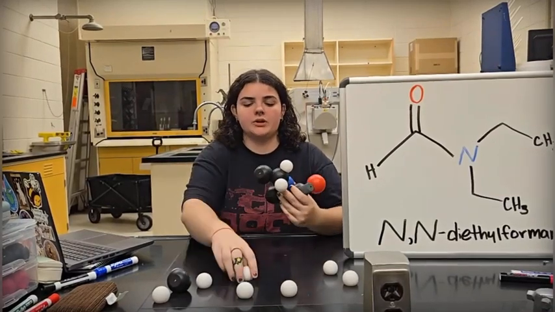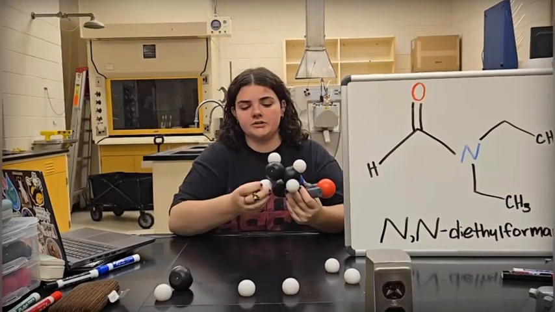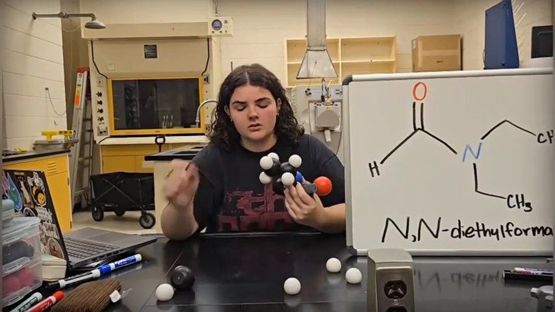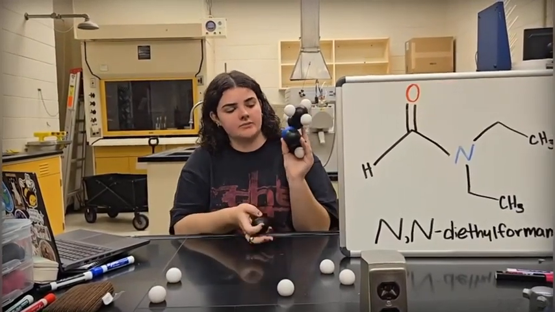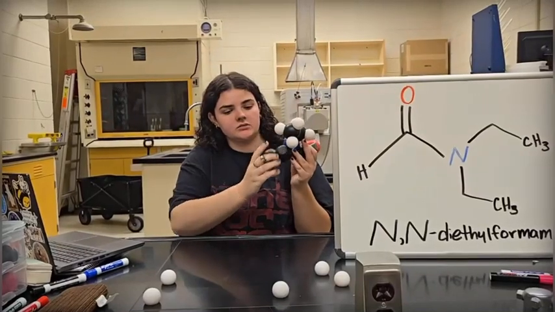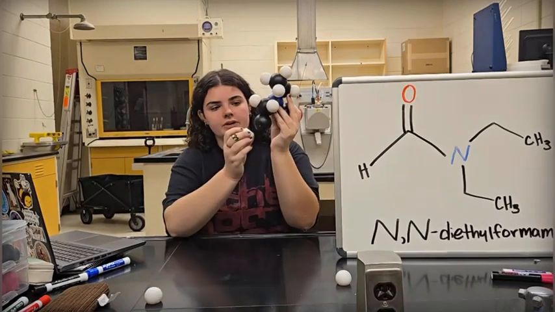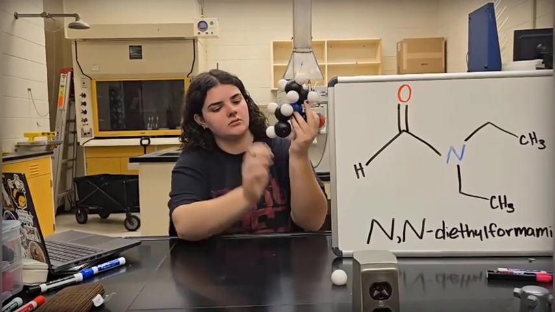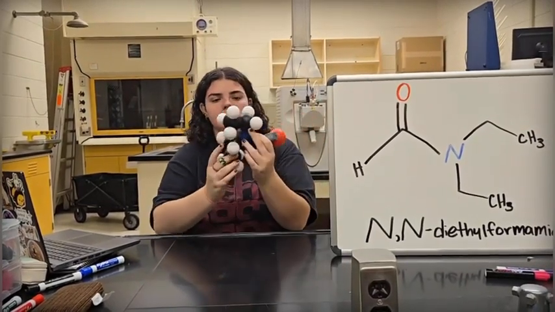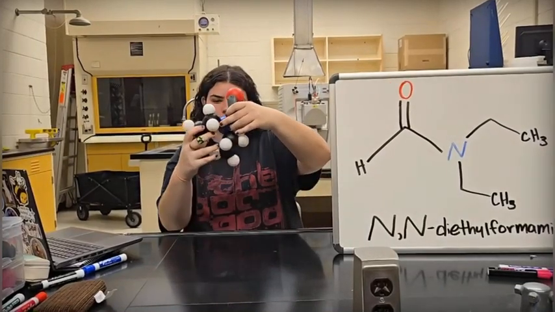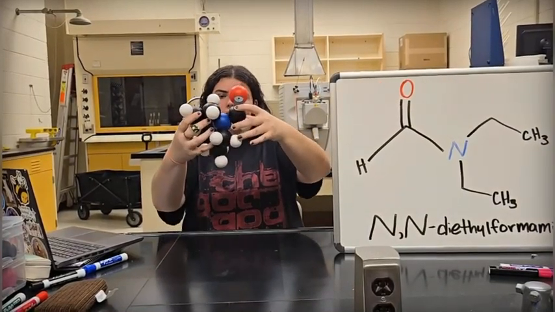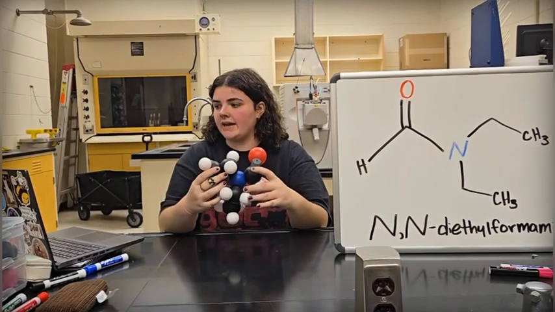So with these 2 groups, we're going to have 2 hydrogens on them because each carbon wants 4 bonds, and then we're going to attach our methyl groups. So our methyl groups are going to have 3 hydrogens, and then our second methyl group is going to be attached here with 3 hydrogens, like this. And this represents the molecule diethylformamide.